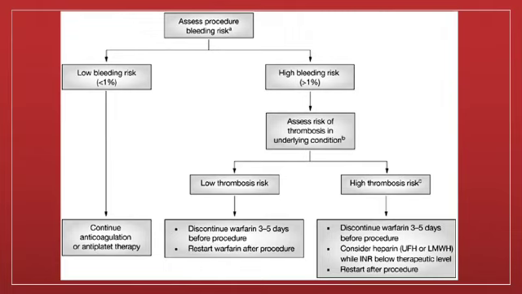But on the other hand, when there is a high bleeding risk, you can see on the right side of the flowchart, that is greater than 1%. If there is a greater than 1% chance of bleeding, then we have to deal accordingly. There are also two subparts: a low thrombosis risk and a high thrombosis risk.